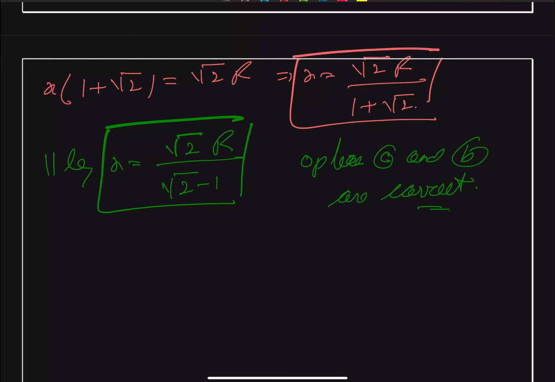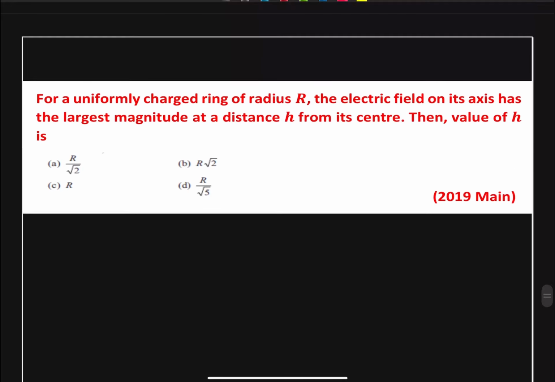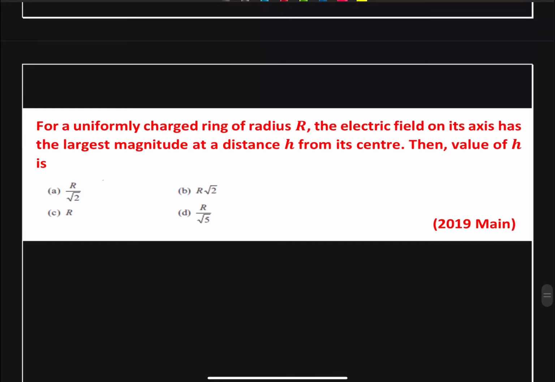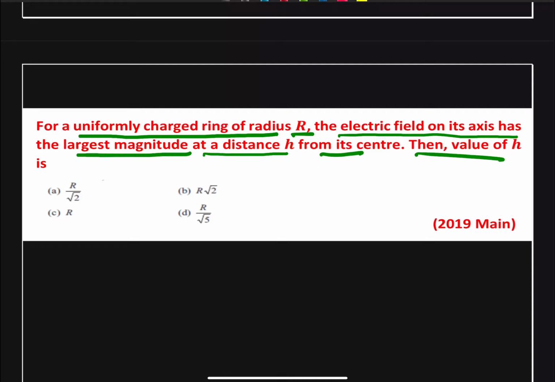Next question. We are given, for a uniformly charged ring of radius r, the electric field on its axis has a largest magnitude at a distance h from its center. Then the value of h is.